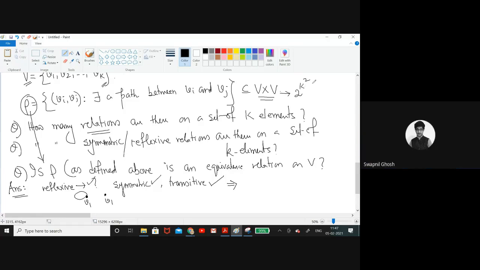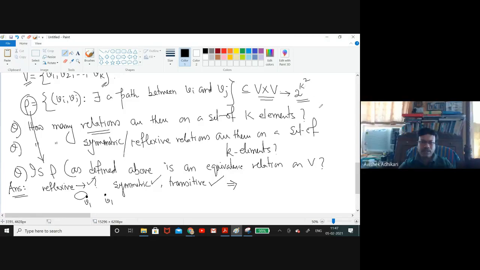Yes, that is the answer. Correct. So how many relations are there? This is 2 to the power k square. Now, as homework: how many symmetric relations and how many reflexive relations are there on a set of k elements? You just try to find this out.